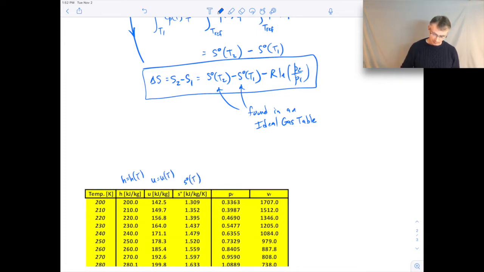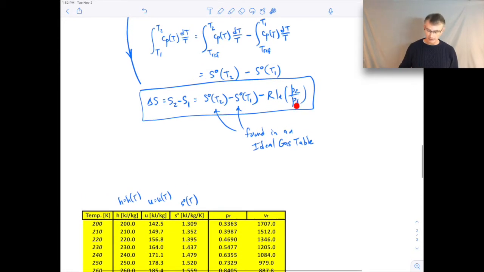Well, it turns out the S naught that we have here is also just a function of temperature. So these are found right here in this column of the table. So that's how we find those. And then, of course, the gas constant, we can always look that value up.